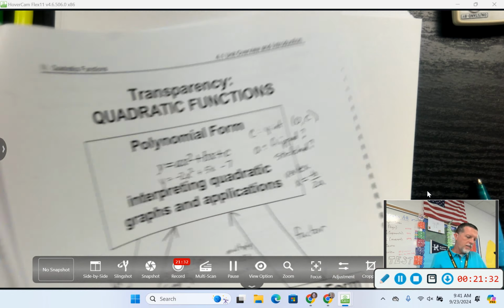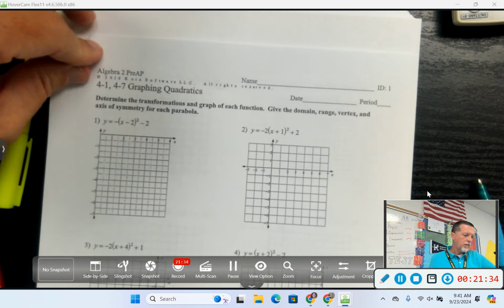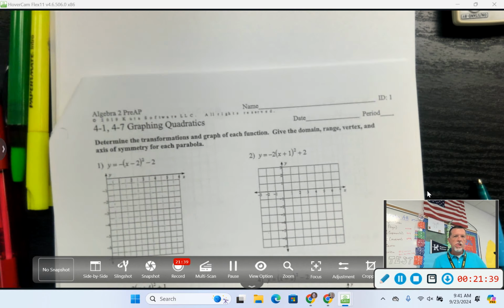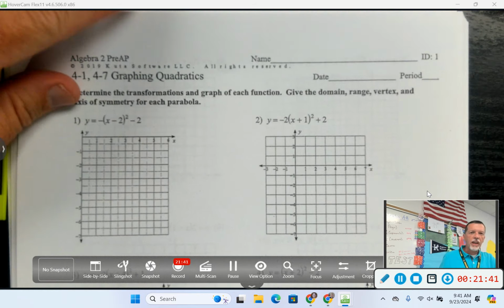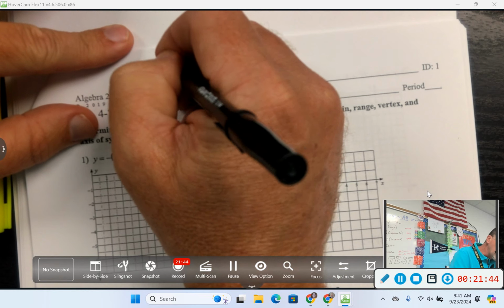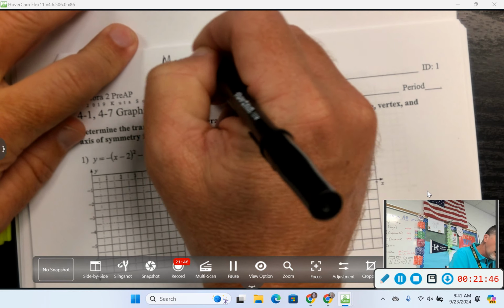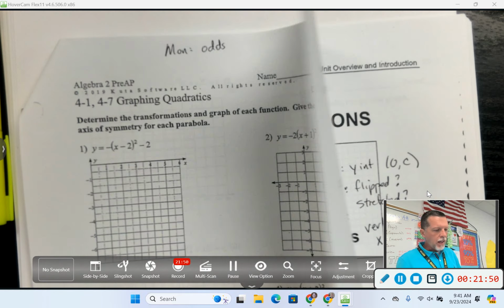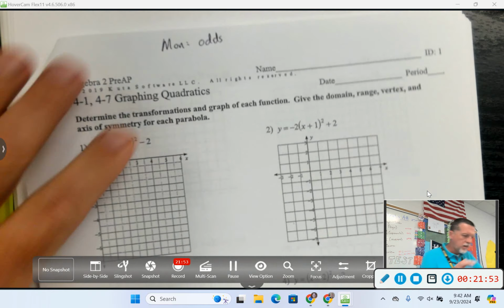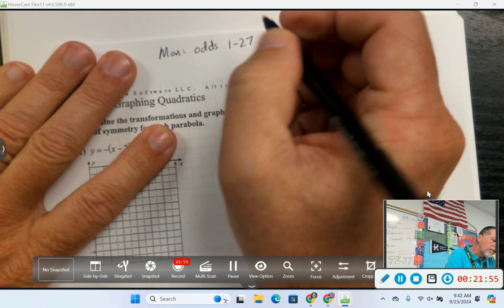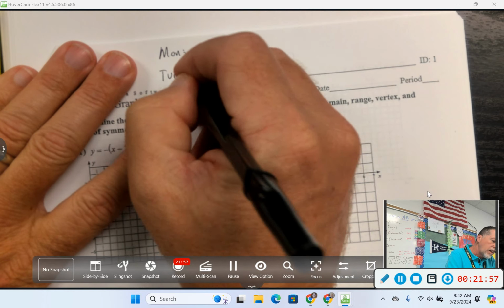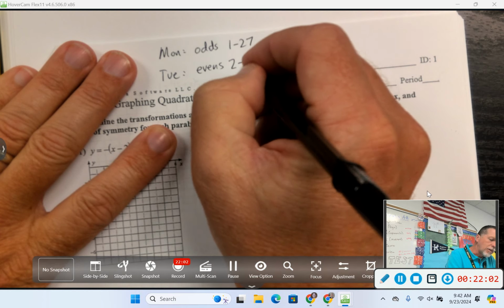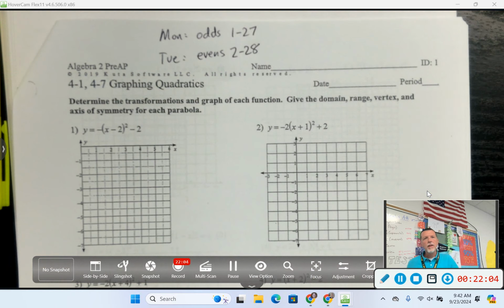All right, let's turn back to the front of this worksheet. We're hopping all around today. Okay, here's the good news for today. We're done with notes for today, and we're done with notes for Tuesday. So today I'm going to say the assignment is odds, 1 through 27. And Tuesday, we'll say the evens. I guess we can start with number 2, 2 through 28.